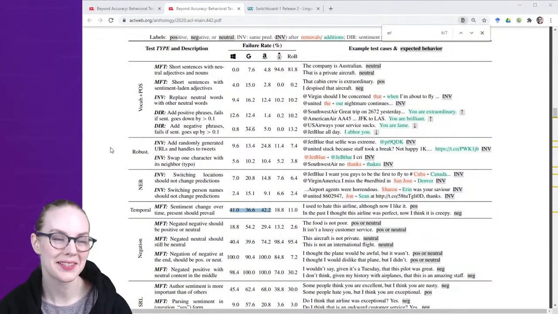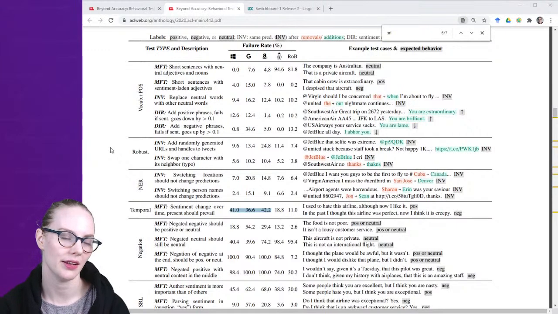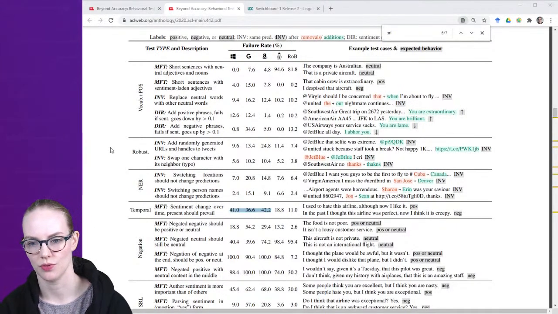So sentiment analysis is a very narrow question that really reduces the complexity of the text itself in a way that is sometimes useful, but not always.